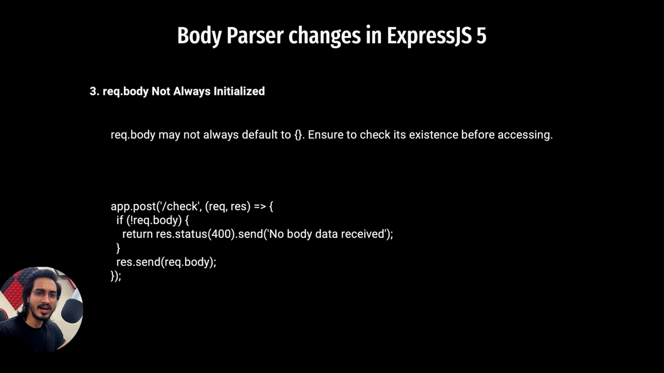So simply here it is checked with a condition that if there is nothing in the body, then you are returning a status of 400, that is a bad request, and no body data received. So you can give anything you want, but this is just a syntax which you need to follow. Otherwise, if you get an empty object, definitely you will end up in some kind of trouble. All right, so definitely check this out. This is very, very important.